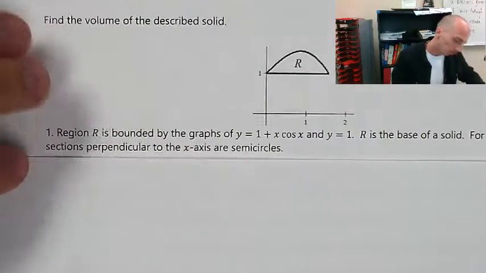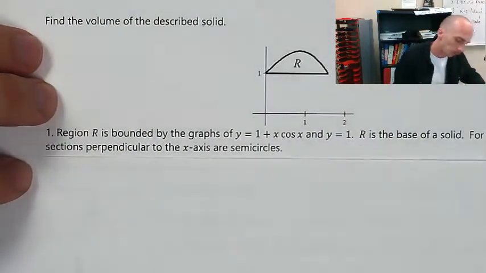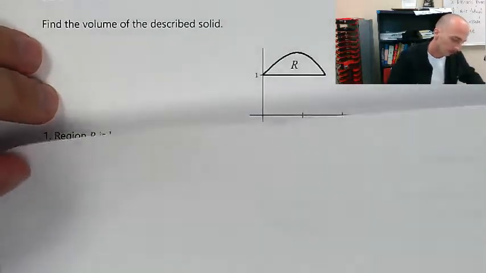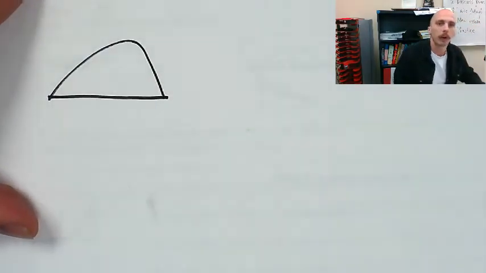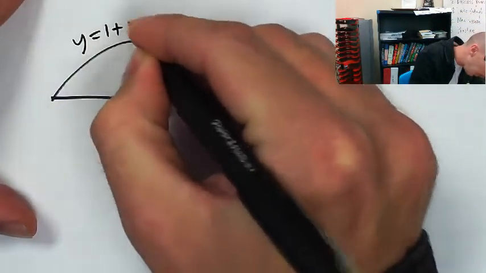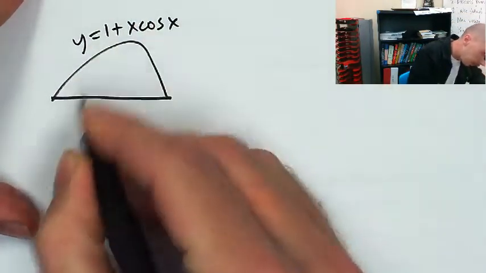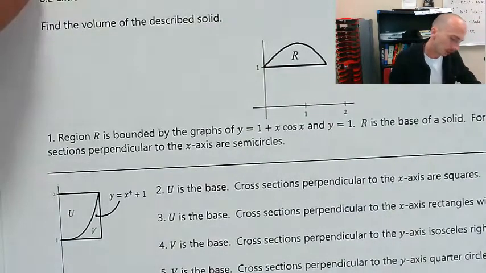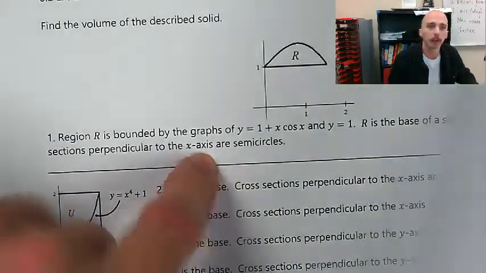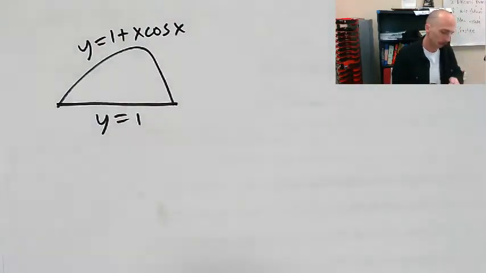Okay, so the first one is y equals 1 plus x cosine x, and y equals 1. R is the base of a solid. For these cross-section volumes, I like to draw the region myself. This is R. Up here I've got y equals 1 plus x cosine x, and down here I've got y equals 1. It says cross-sections taken perpendicular to the x-axis are semicircles, so I draw a cross-section perpendicular to the x-axis.